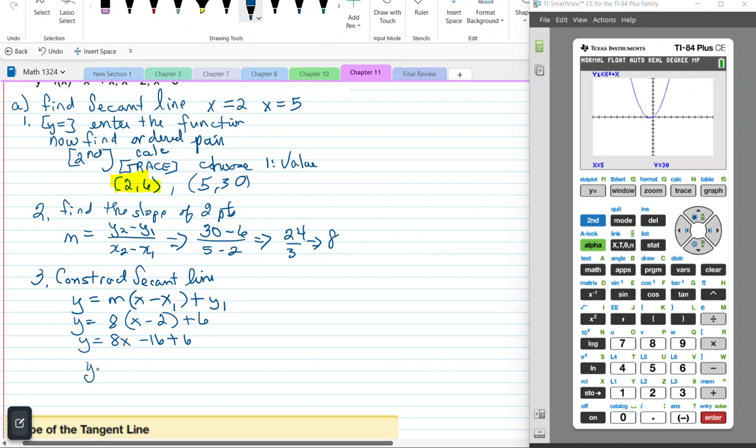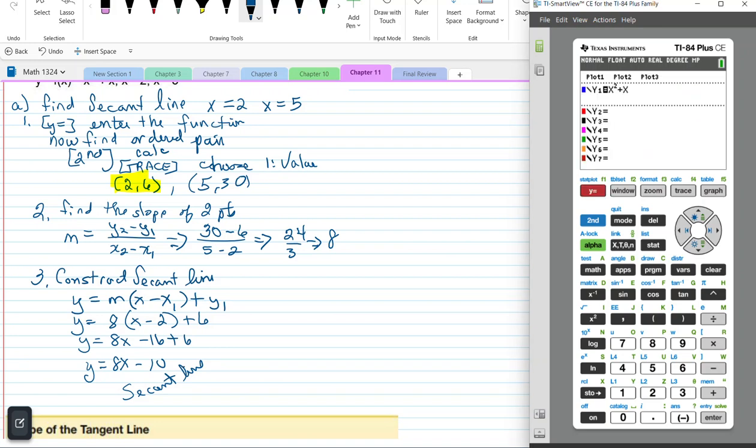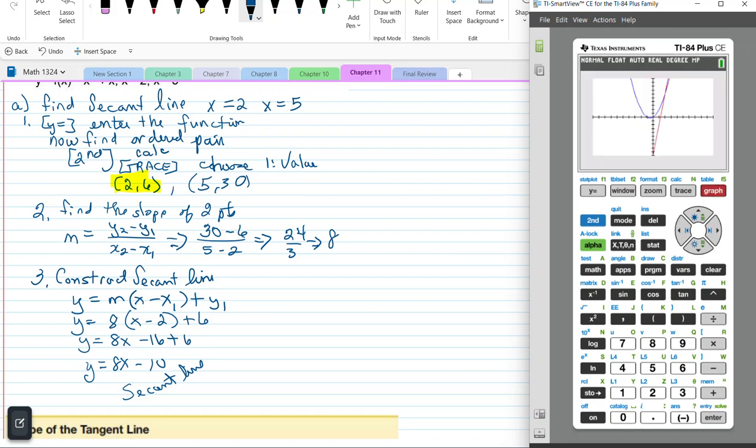We're going to get y equals 8x minus 10. 8x minus 10. So this is the secant line. Now let me go to the graph and show you. Okay, I'm going to go to the second line, and I'm going to enter 8x minus the 10 and graph it. All right, you can see that it cuts through it.